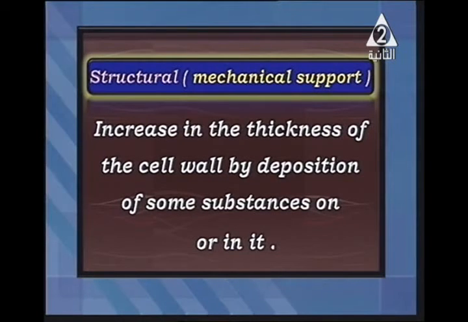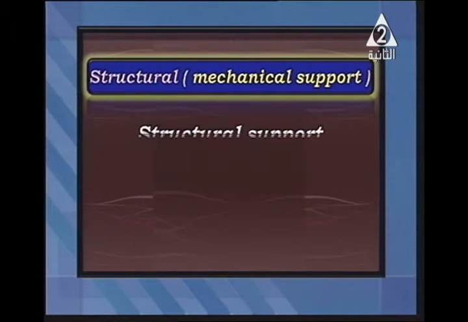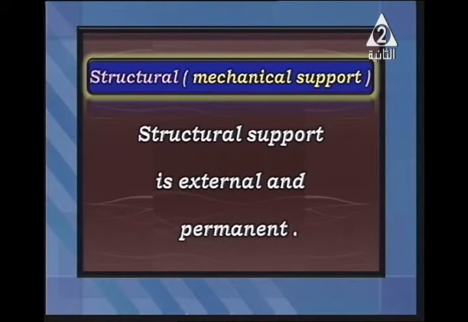Definitely, the changes that happen to the structure of the plant, to leaves, cells, stem, any part of the plant, we call structural or mechanical support. And by the way, this type of support is not temporary, it's permanent. So it increases the thickness of the cell wall by what? By deposition of different substances. Okay, like what? As we said, it's internal and permanent, for the whole life of the plant.